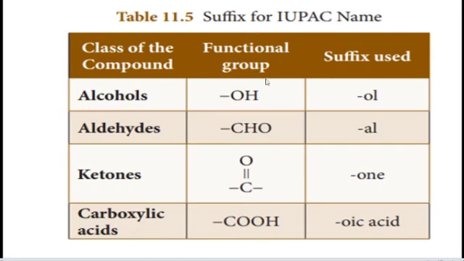These are also the functional groups. What are examples of functional groups? OH, that is alcohol. CHO, aldehyde. CO, ketone. COOH, carboxylic acid. Alcohol, aldehyde, ketones, and carboxylic acid. These are also the functional groups.